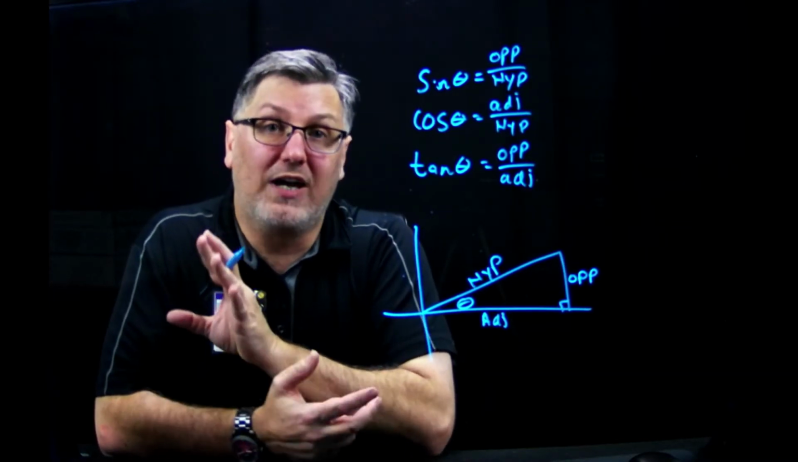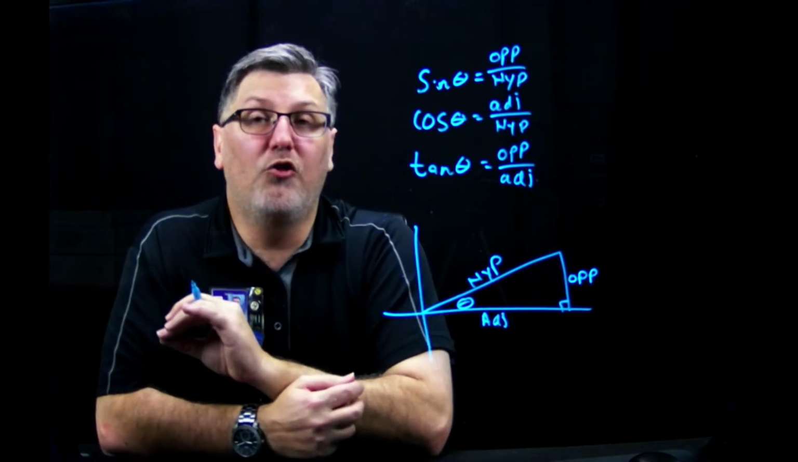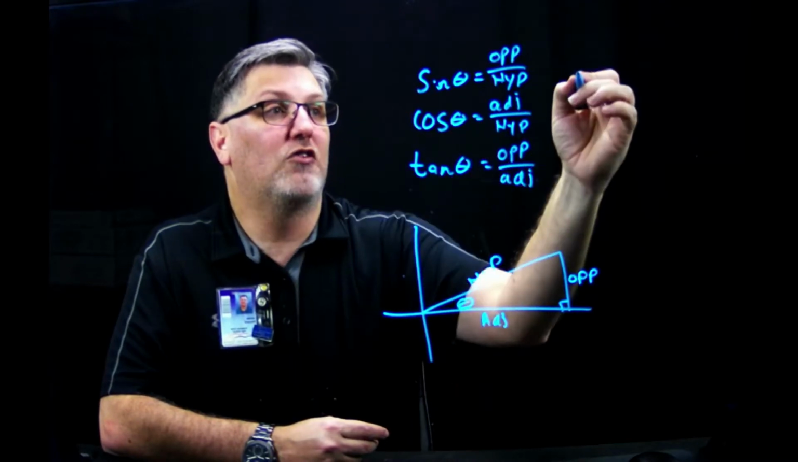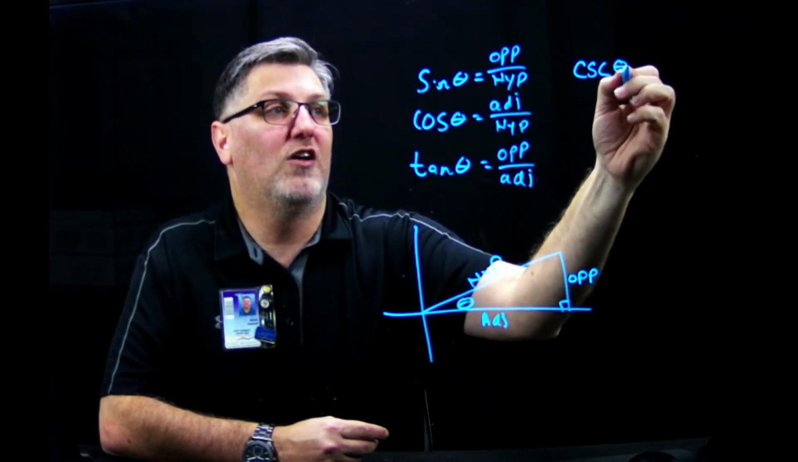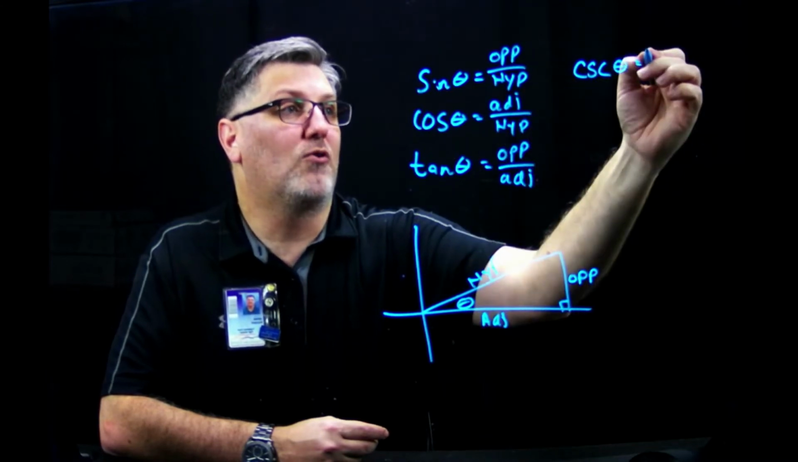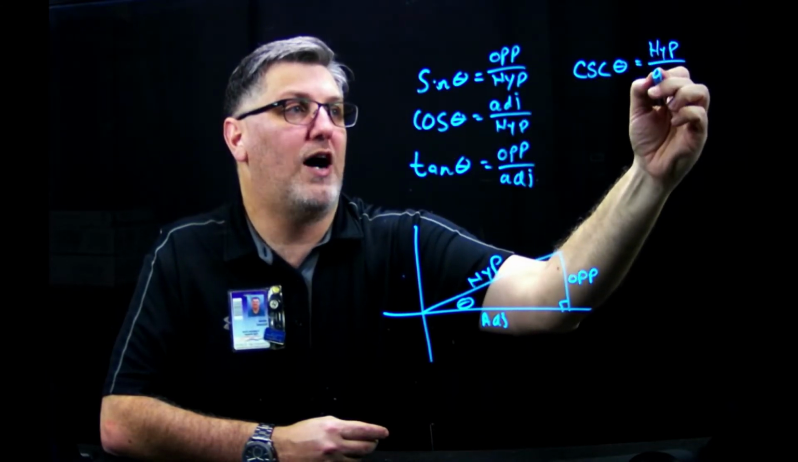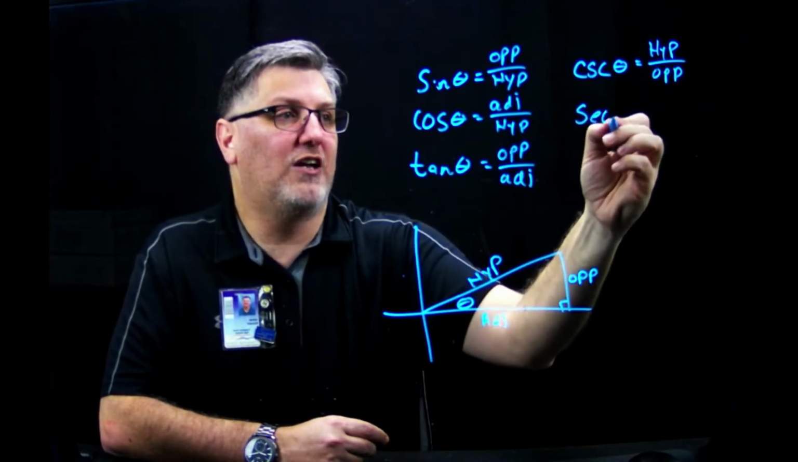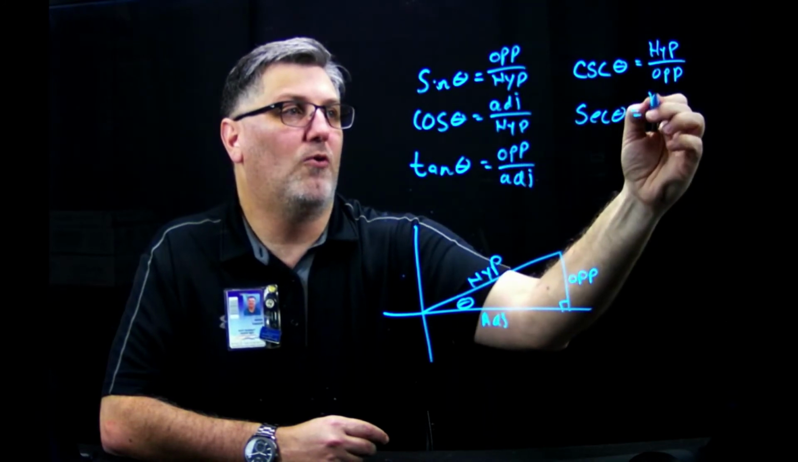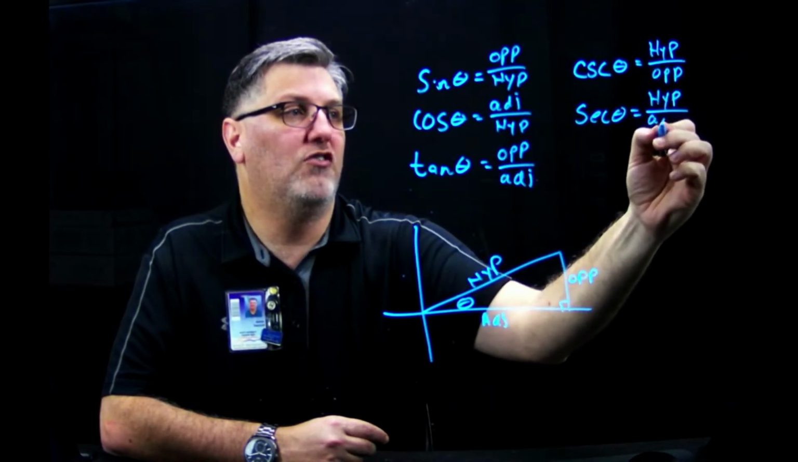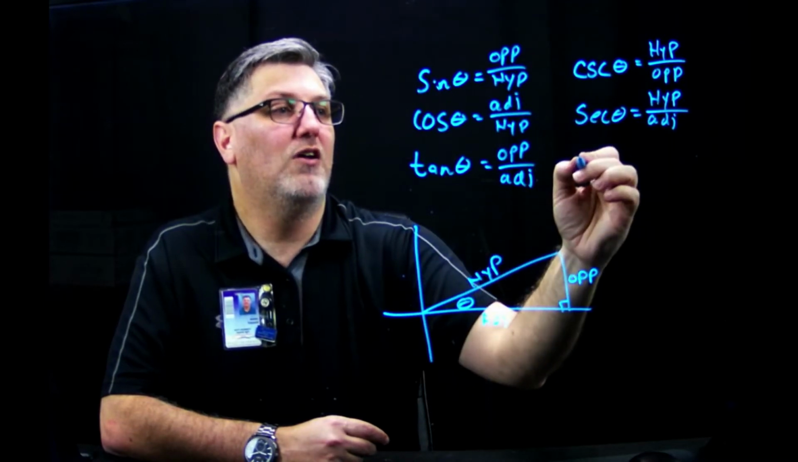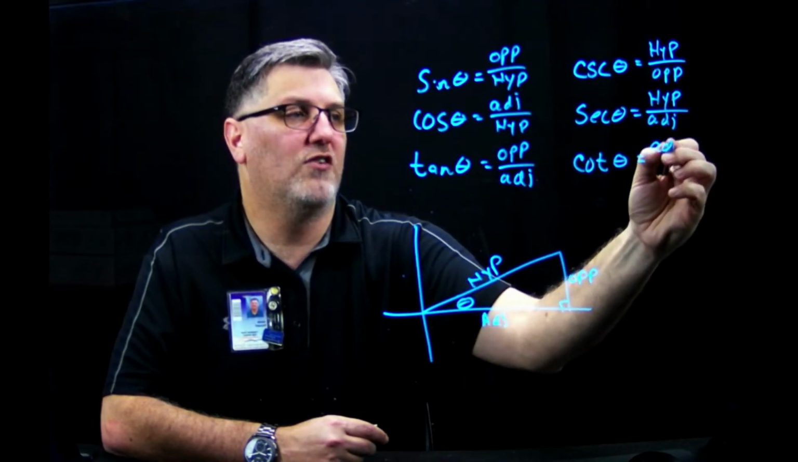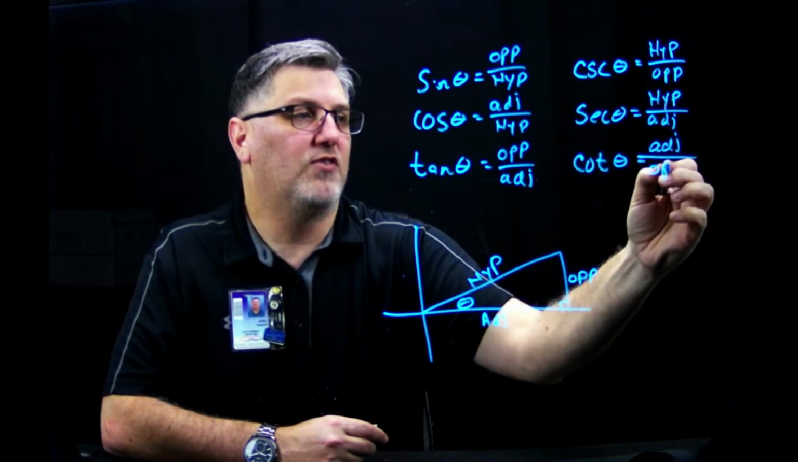But that's only 3. There's actually 6 of them. So the other 3 are going to be the reciprocals. So I'm going to take the reciprocal of this. The reciprocal of sine is going to be cosecant theta, and that's just a reciprocal, so this is going to be hypotenuse over opposite. The reciprocal of cosine is secant, which gives me hypotenuse over adjacent. And the reciprocal of tangent is cotangent, and this will be adjacent over opposite.